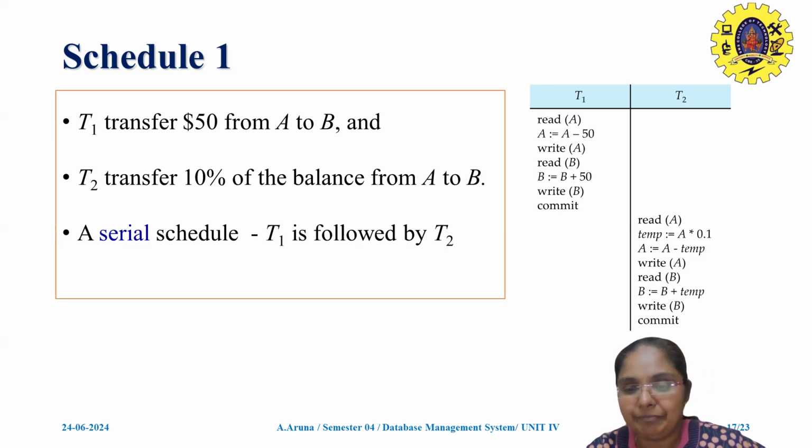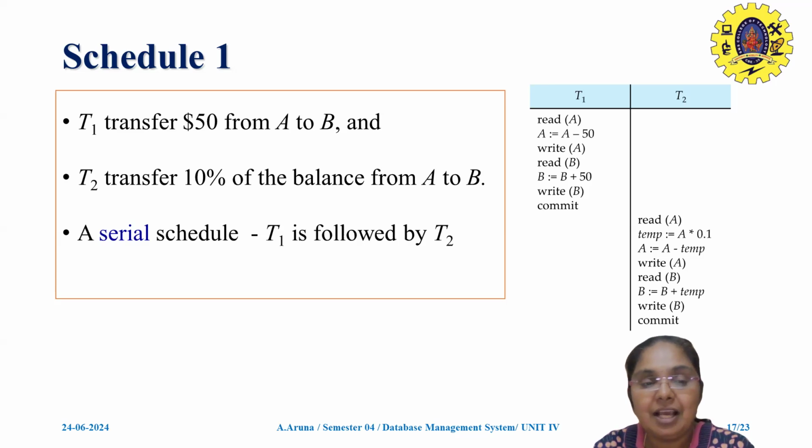to the B. So here it can be called a serial schedule. Why am I saying it is a serial schedule? Because T1 is followed by T2. First the T1 instructions are executed. After that only your T2 transaction must be executed. Is it clear? Yes. So collectively we can call it schedule one.